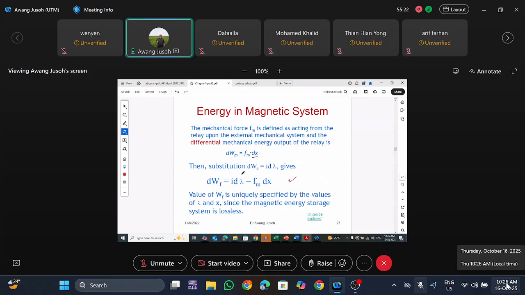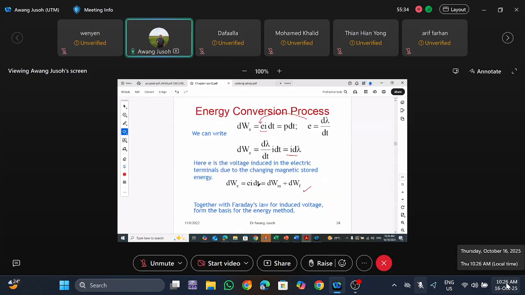So that means this magnetic energy, differential magnetic energy, minus differential mechanical energy. The formula comes from this one. So you just bring it there: dWF equals dWE minus dWM. So the differential in magnetic stored energy equals the differential in electrical energy minus the differential in mechanical energy, where the differential in mechanical energy is given by the formula F dx. So whenever you have a change in x, you have a change in the WF and also the WE.